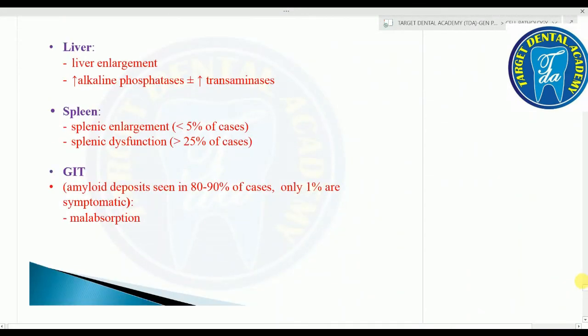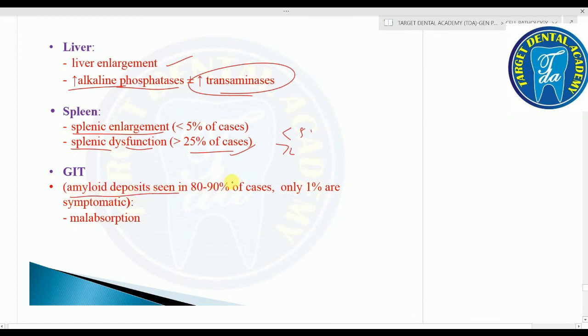Next is the liver. When there is amyloidosis in the liver, there is liver enlargement, increased alkaline phosphatase, and increased transaminases. In the spleen, splenic enlargement occurs in less than 5% of the cases, while splenic dysfunction occurs in more than 25% of the cases. In the GIT, amyloid deposits are seen in 80 to 90% of the cases, only 1% are symptomatic, and there is also malabsorption.